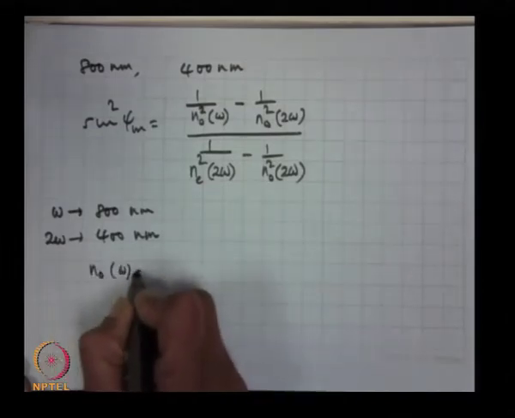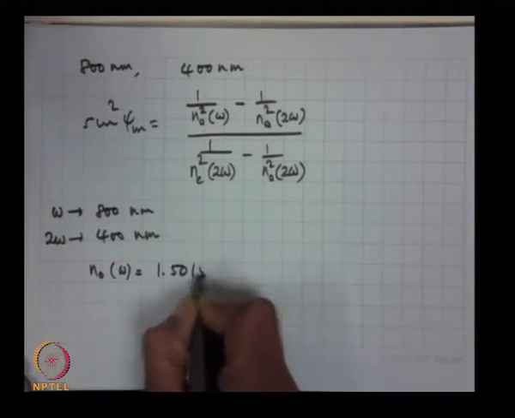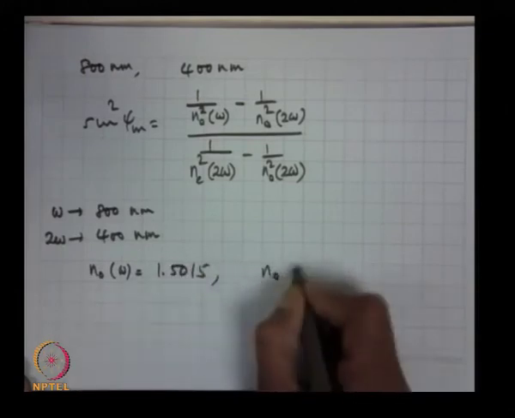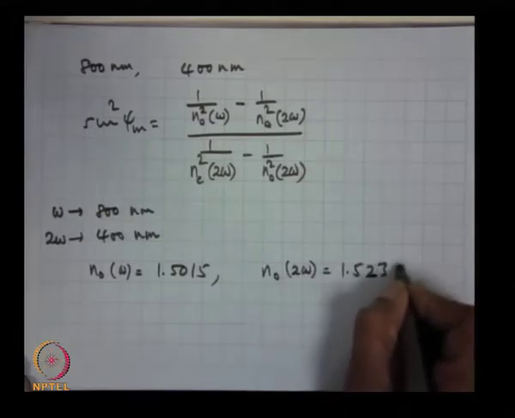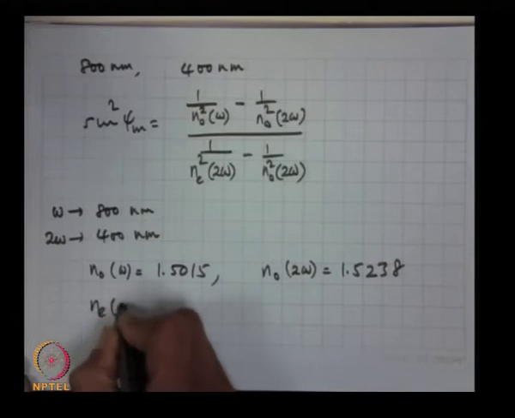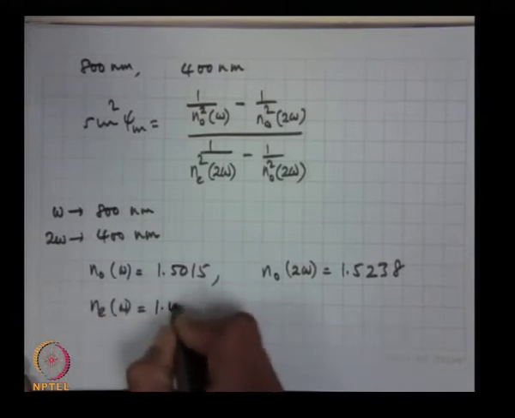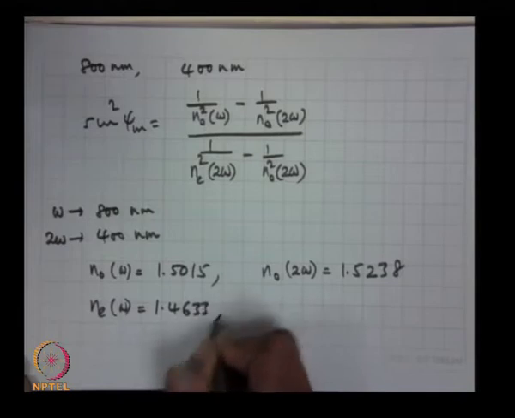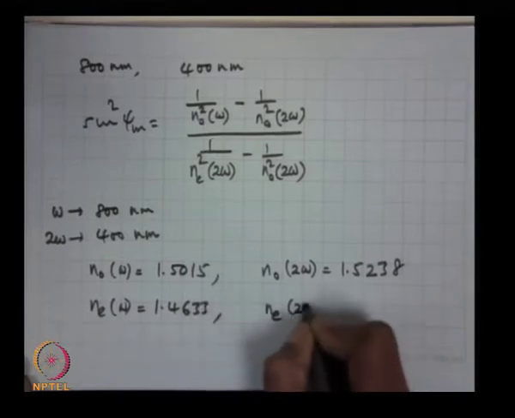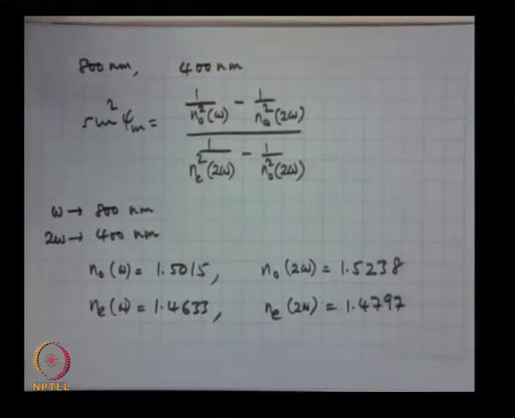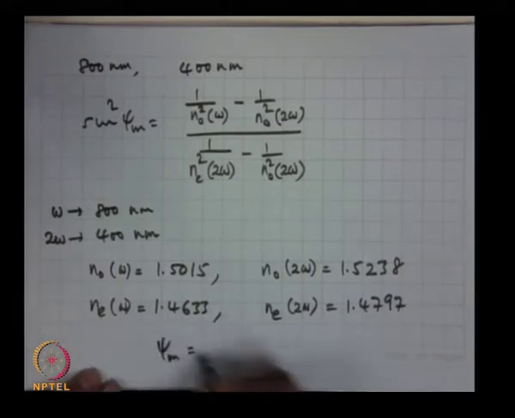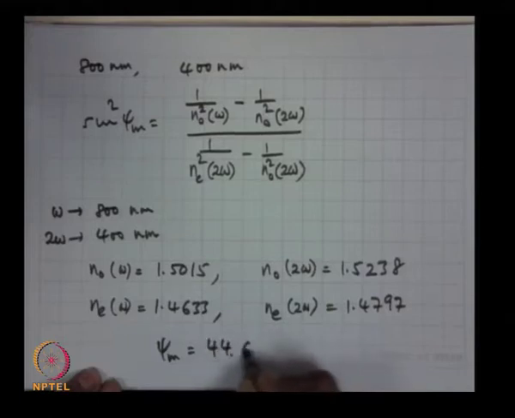So I have these numbers. NO at omega is equal to 1.5015. NO at 2 omega is equal to 1.5238. NE at omega is equal to 1.4633. And NE at 2 omega is equal to 1.4797. I've calculated these from the Sellmeier equation, and what I get is the angle psi m comes out to be 44.69 degrees.